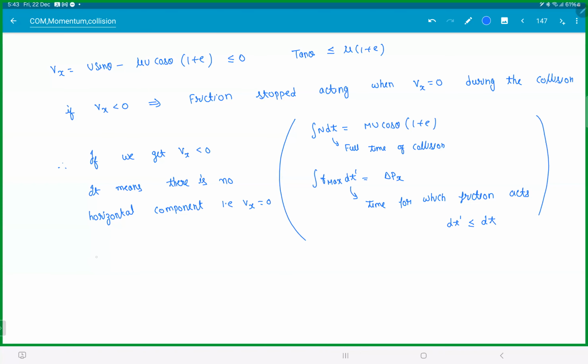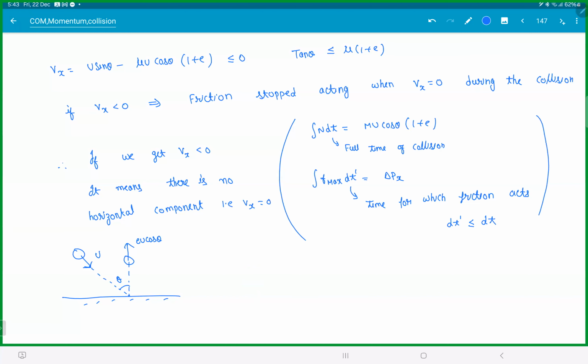So this is what would happen. The ball will come with speed u. It hits the floor and bounces off vertically. There's only Vy, there's no Vx. The ball will go like this. This is the case. So there is a rare case where this can happen: the ball will hit the floor and go vertically up. It can never come back. Clear?